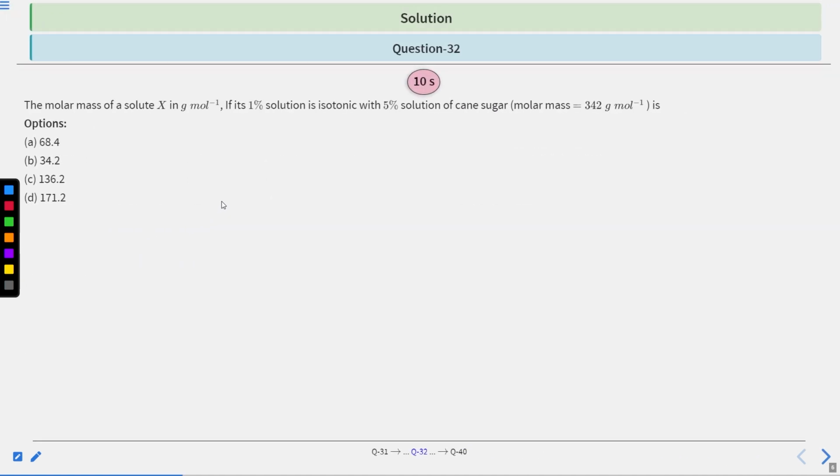Okay, so let's move to question number 32. What is the molar mass of solute X in gram per mole if its 1% solution is isotonic with a 5% solution of cane sugar? The molar mass of cane sugar is given as 342 gram per mole. Options are 68.4, 34.2, 136.2 or 171.2. So you have 10 seconds to solve this question. After that, we will see the answer.